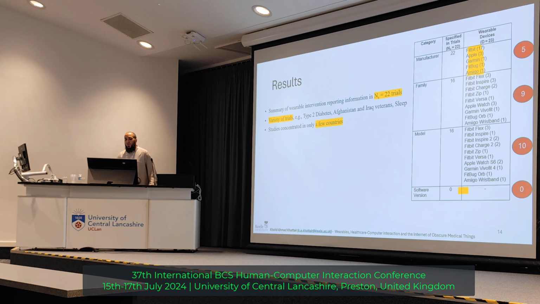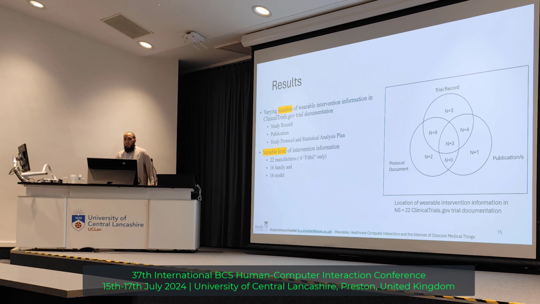The trials we went through varied. For example, some were on diabetes, some on rehabilitation of Afghanistan and Iraq veterans, and some on sleep patterns. The database covers nearly 190 countries, but we noticed that our 22 studies were reported in only 3 countries: America, Canada, and Israel.